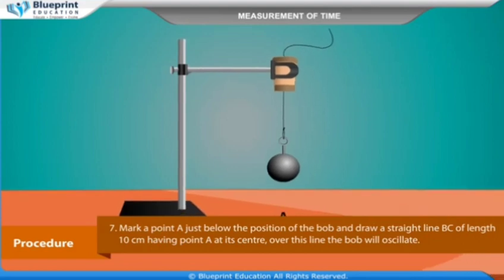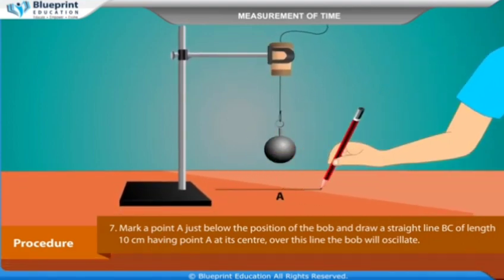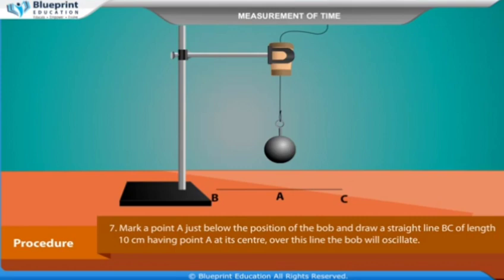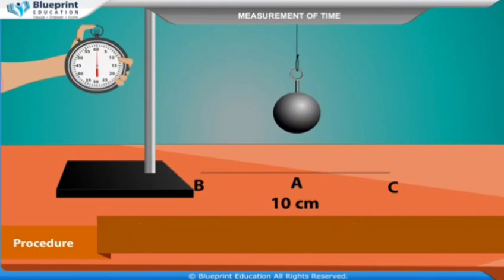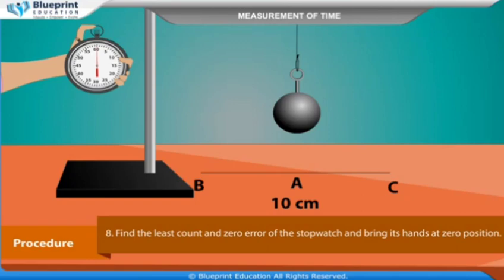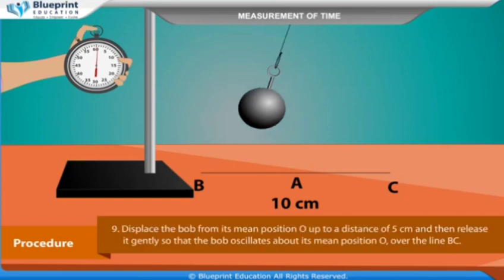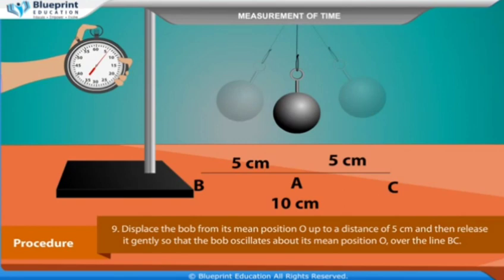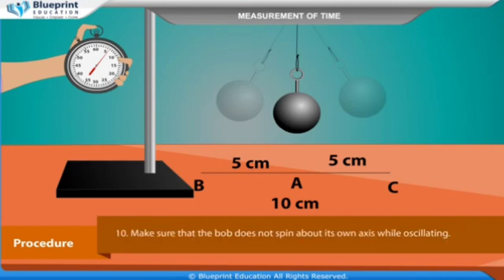Mark a point A just below the position of the bob and draw a straight line BC of length 10 cm having point A at its center. Over this line, the bob will oscillate. Find the least count and zero error of the stopwatch and bring its hands at zero position. Displace the bob from its mean position O up to a distance of 5 cm and then release it gently so that the bob oscillates about its mean position O over the line BC. Make sure that the bob does not spin about its own axis while oscillating.